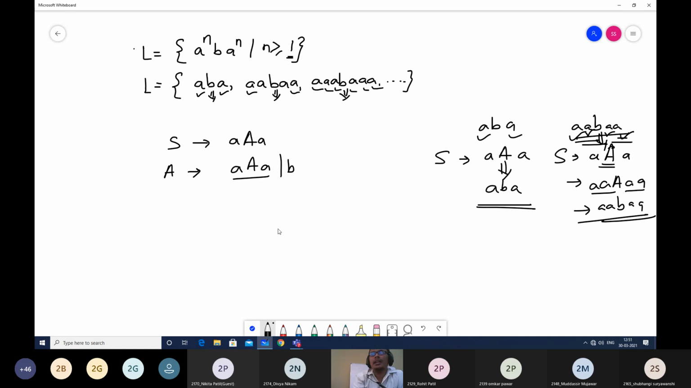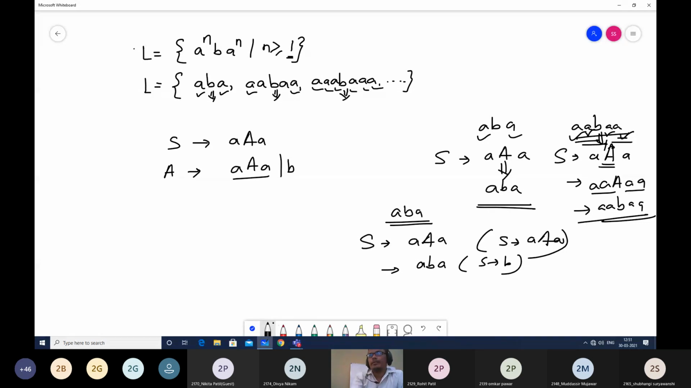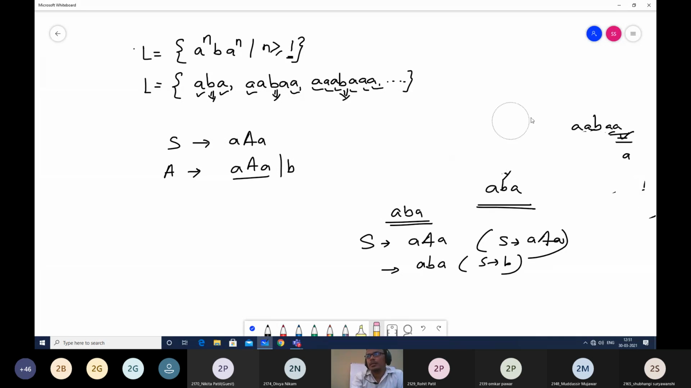See, while solving a derivation, please make sure you write it in the proper way. In brackets, you should specify which production rule you are applying, like this. Okay, so this is for string ABA. Here I have not mentioned the production rules. I'll erase this. Mentioning production rules is required. It is a must.